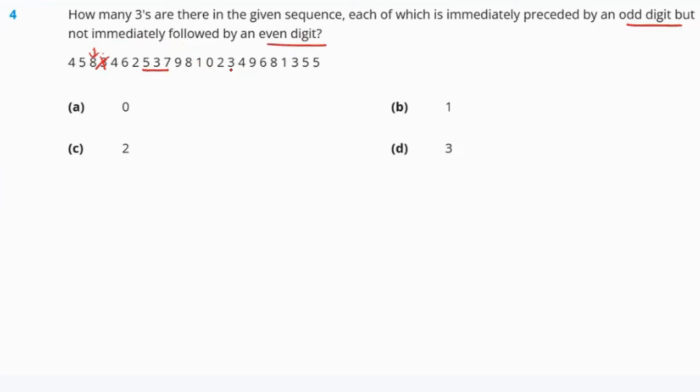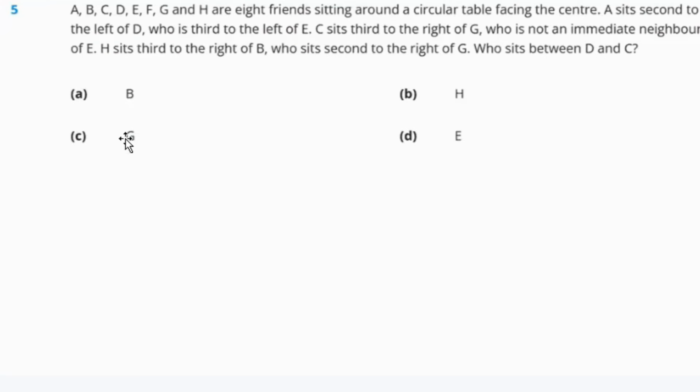If we are talking about this 3, so preceded by an odd number and this is an even number, we are not going to count that. And here it is preceded by an odd number and also followed by an odd number, so we will count this. So how many threes are there like that? We have 2 threes like that.